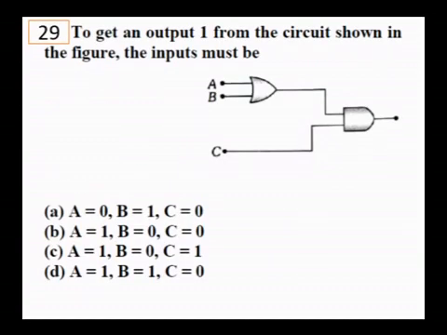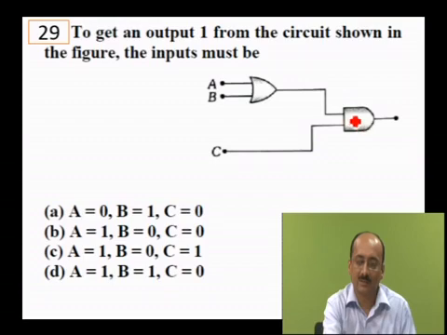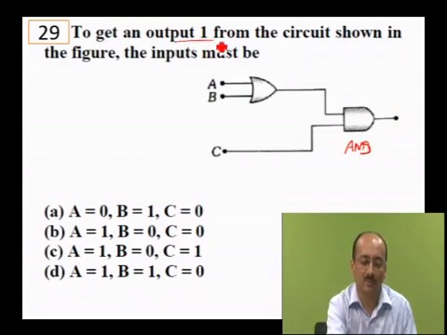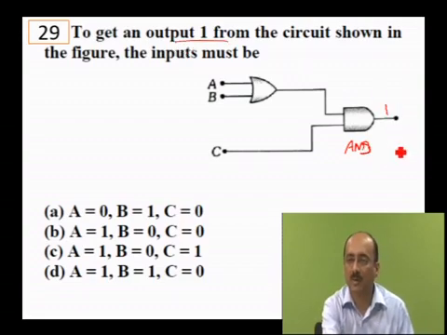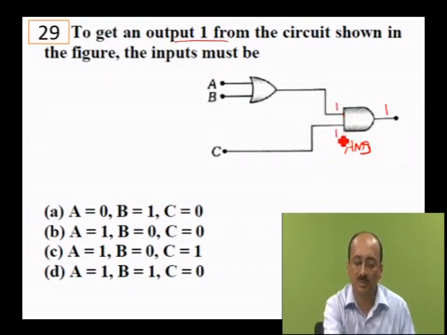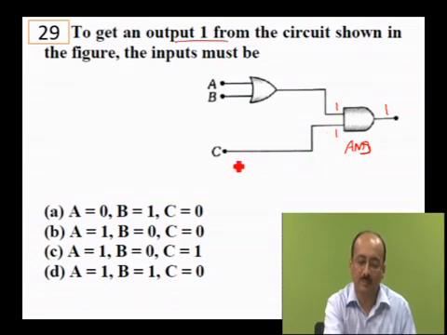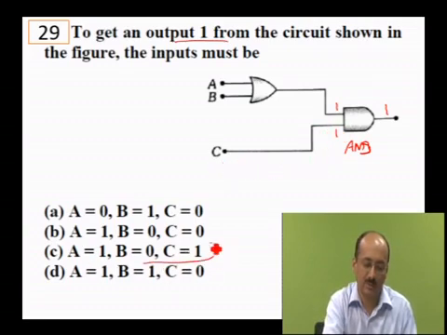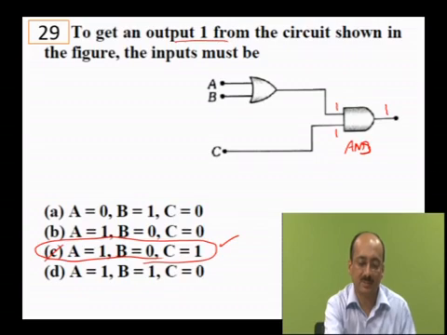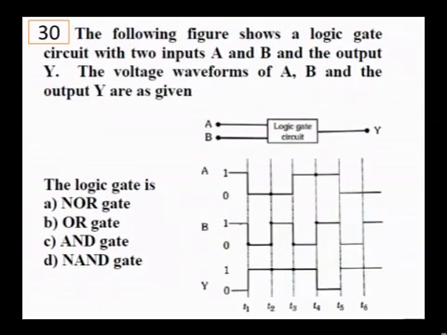To get an output 1 from the circuit shown in the figure, the inputs must be... Now look at this last gate. This last gate is essentially an AND gate, and you require an output 1, that is what they say. If you want an output 1 from an AND gate, then both its inputs must be 1, and this invariably means C must be 1, and C is 1 in only one choice. So you need not look anywhere else, this will be the choice for you, because this being an OR gate, even if any one of the inputs is high, like 1, it will return a 1. So the answer is C.